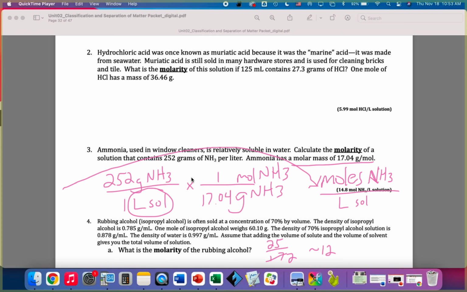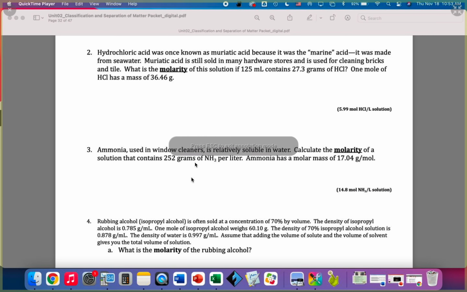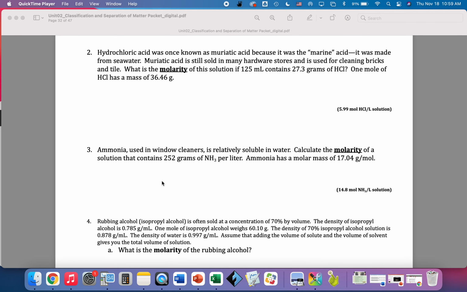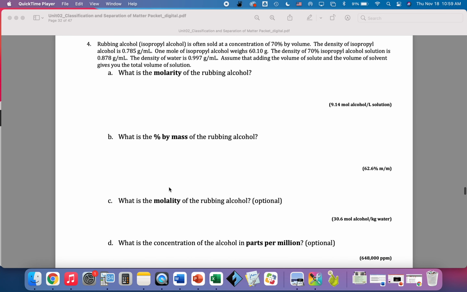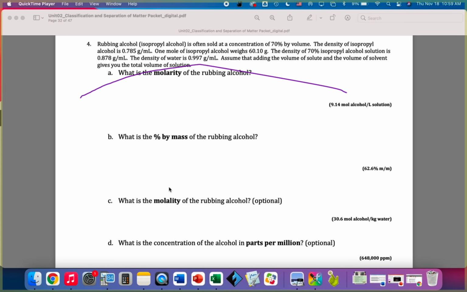All right, now we'll start working on problem 4A and 4B. So again, I believe we reviewed these in class, but just in case you need to see these two again. So we're talking about rubbing alcohol, and it wants to know the molarity of the rubbing alcohol. So at the end of the problem, we better have moles of the rubbing alcohol divided by liters of solution.